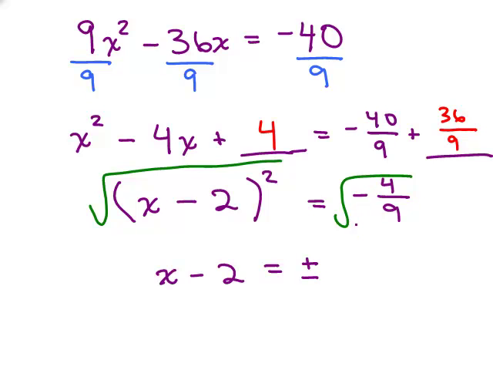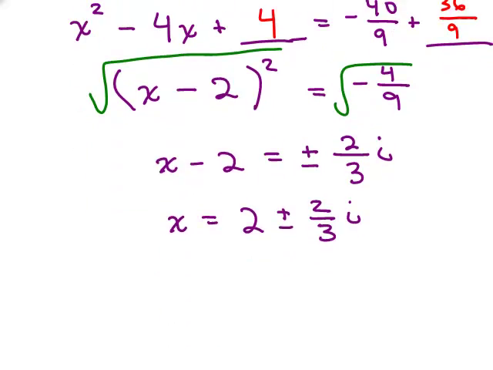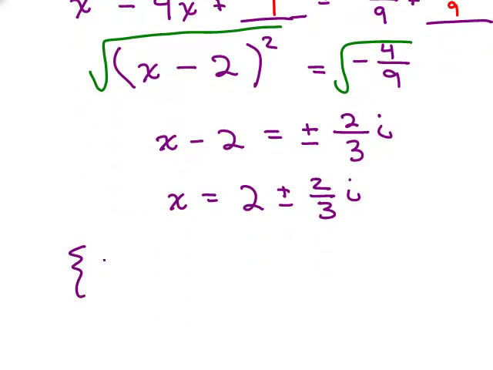So this is going to be the square root of 4/9. That's the square root of the top, which is 2, and the square root of the bottom, which is 3i. Or if you want, you could write that as 2i over 3. So x will be 2 plus or minus 2/3 i. Right, this gives you two solutions. And this is writing the solutions in the form a plus bi.